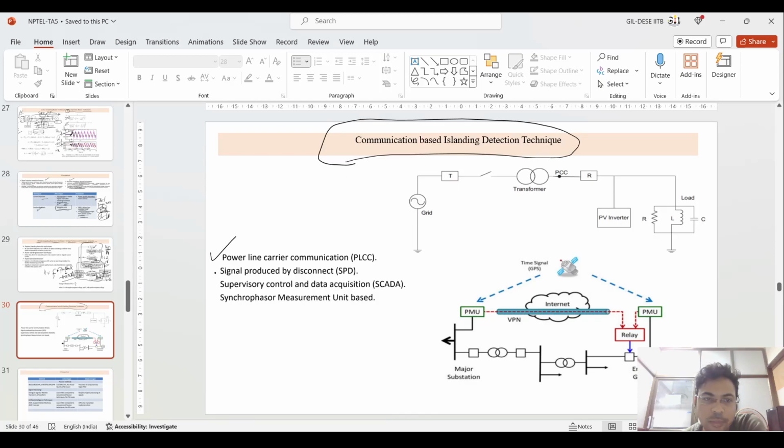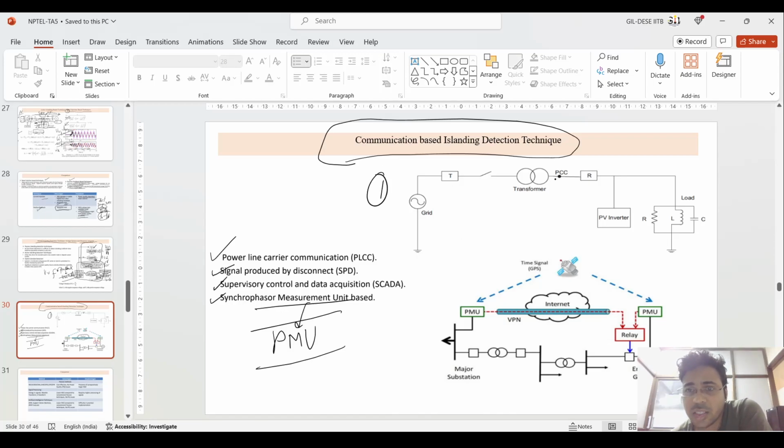So if you see this last type of islanding detection technique, that is based on communication. First is the PLCC, second is SPD, that is signal produced by disconnect, SCADA, and the synchrophasor measurement unit, that is basically what I have already told in the previous unit, the PMU based system. So in the first figure, if you see, this is the PCC. PCC is the point of common coupling, and on the right side you have this relay connected.